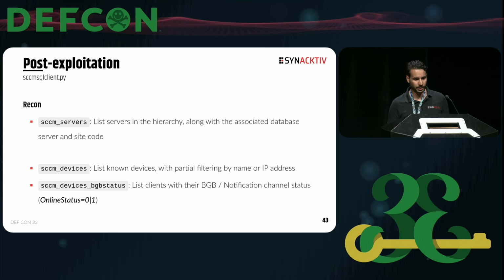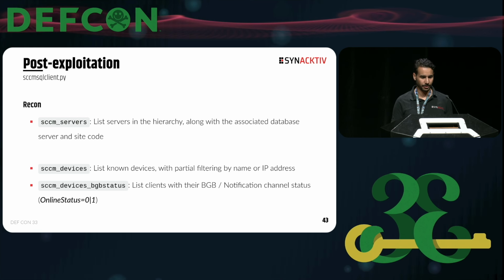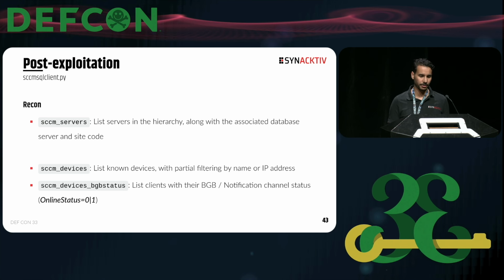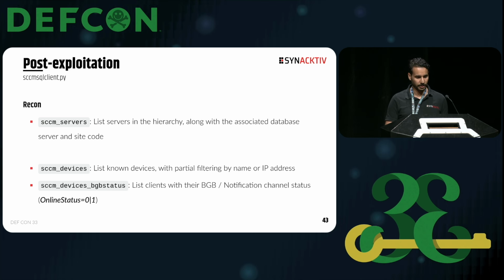First, to map the topology, you can use SCCM servers. It will just list the servers within a hierarchy, so you can check for servers from other sites. Then you have SCCM devices, so you will get a full list of known devices, also devices from other sites. Then an important one is SCCM devices BGB status. You get only the clients for your current site with their BGB status. The BGB status is the thing that will tell you if you can execute scripts on those clients.